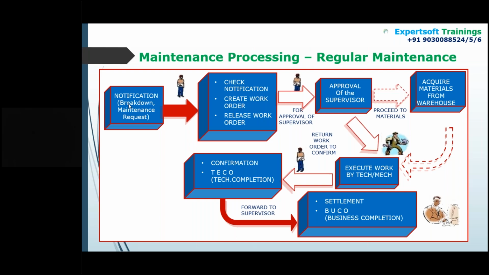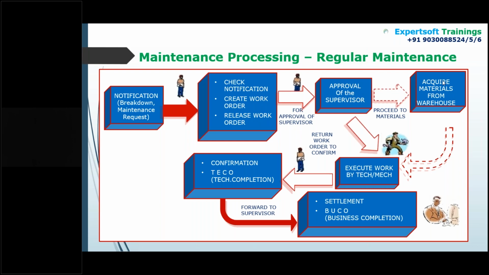That means this notification will be reviewed by your maintenance team members, and those people will react to your notification. So the first point is notification creation. Second point, check notification, create work order, release work order. These things will be carried out by the maintenance department. Then it will go for approval of the supervisor and the supervisor will approve. You can also take the printout of the work order in SAP on paper. You can take the approval.